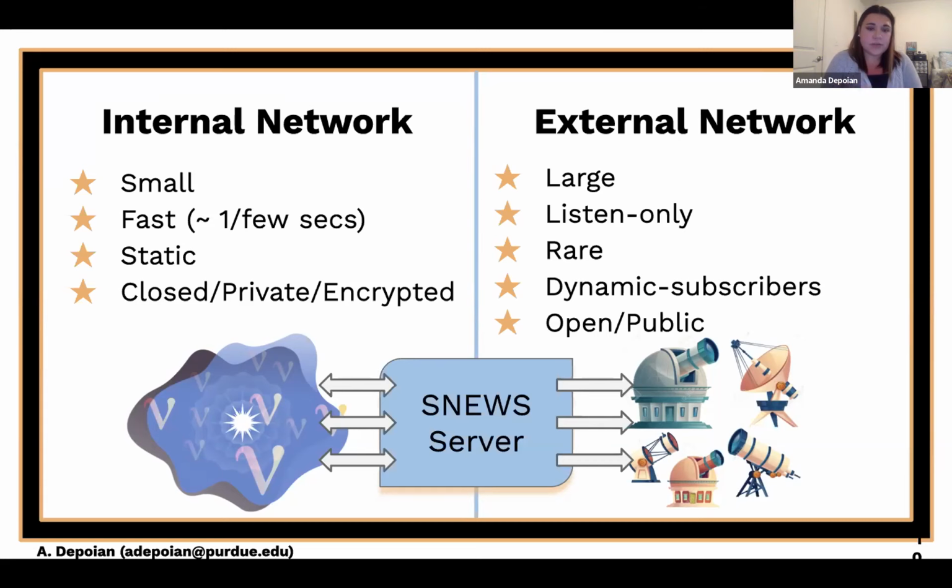And then the external network, this is a large network for all the observatories. This is the amateur astronomers. This would be a listen only network where we just send out alerts. It wouldn't happen as often as maybe the internal network receives messages. We would have a dynamic subscriber base, so observatories and astronomers can sort of come and go. Hopefully they're coming more often than leaving the network. But this will be open and public, so once the data is released, then it can be used for everyone to kind of do what they want with the alert signal.